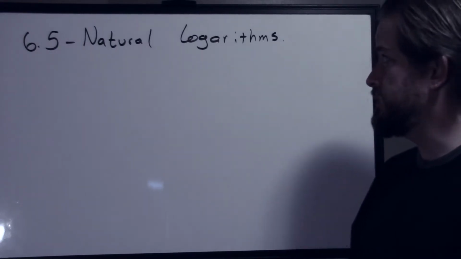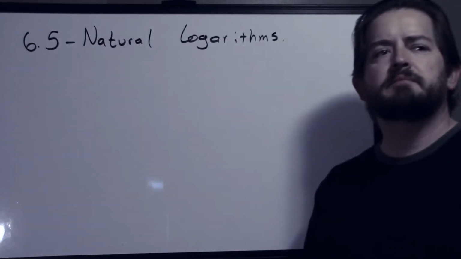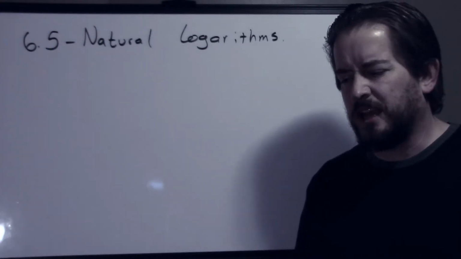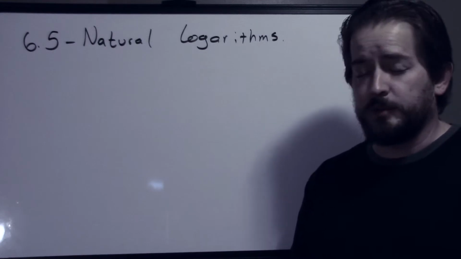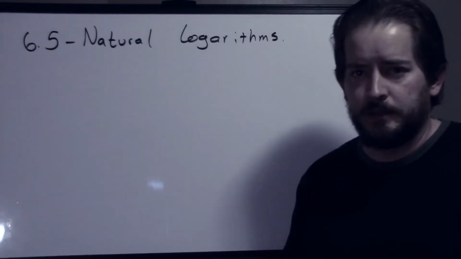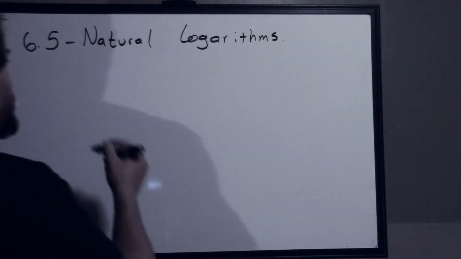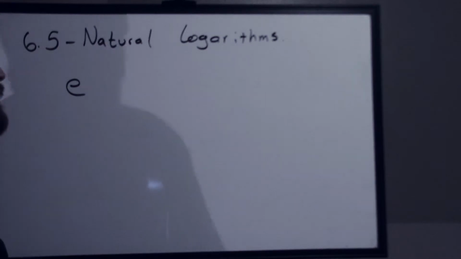They naturally occur in a lot of systems, biological models, financial models, they're kind of everywhere. So a natural logarithm is a logarithm with a base e. So we see the base e quite a bit. It's in a lot of mathematical applications.